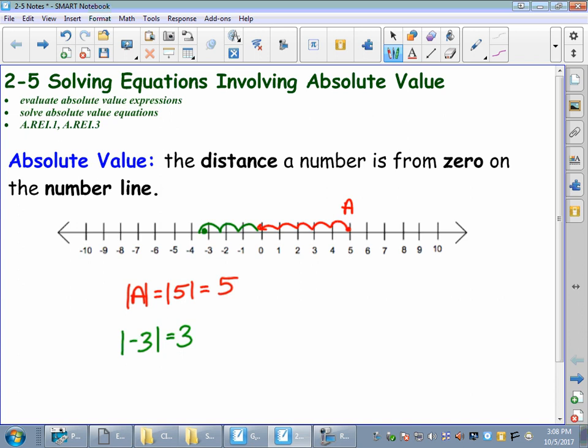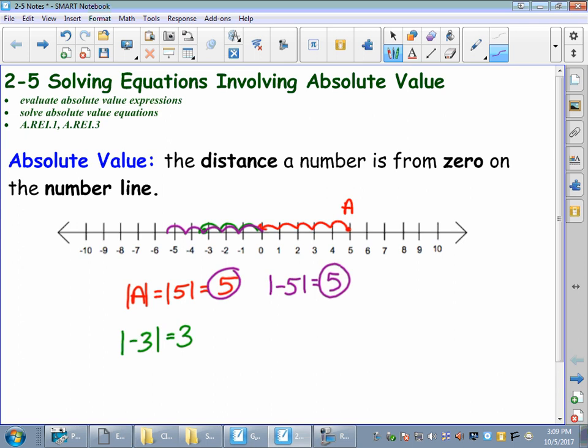And then the other thing I want to mention here is that every number to the right of 0 has a matching buddy to the left that has the same absolute value. So we said that 5 has an absolute value of 5, but negative 5 also has an absolute value of 5. It's just 5 units to the left. So there's always 2 that have matching absolute values. Negative 5 has an absolute value of 5. It's 5 units to the left of 0. And positive 5 has an absolute value of 5. It's 5 units to the right of 0.